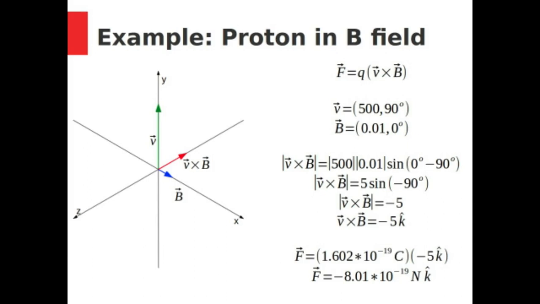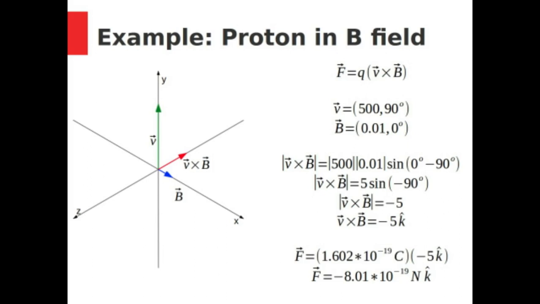Align your right hand along the direction of the velocity, positive y. Then, curl your fingers in the direction of the magnetic field, positive x. Then extend your thumb. The cross product points in the negative z direction. We can write this direction as negative k. So the overall cross product is negative 5k.